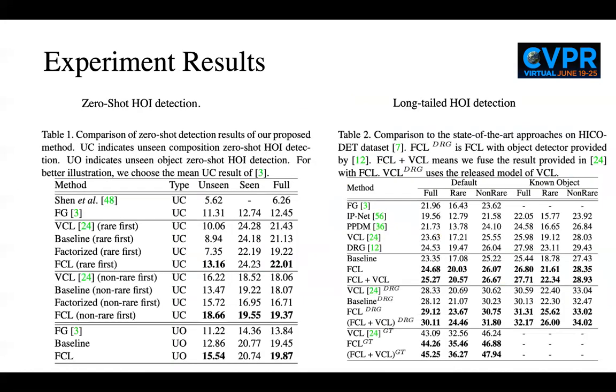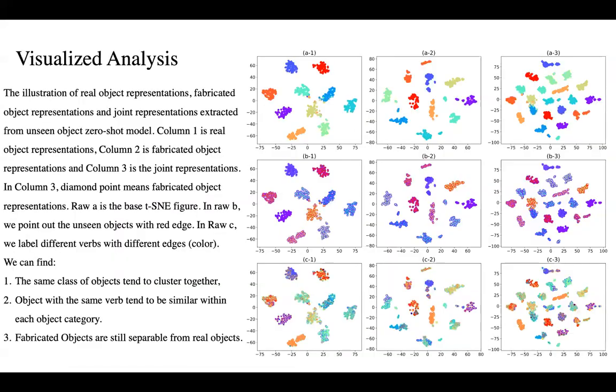Here we illustrate the experimental results. We can find FCL largely improves the results of the SOTA on compositional zero-shot HOI detection by over 2 points on 2 different settings. Furthermore, we also illustrate FCL can facilitate HOI detection with novel objects.